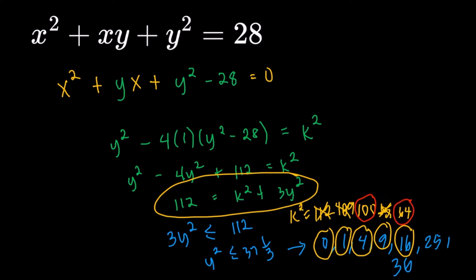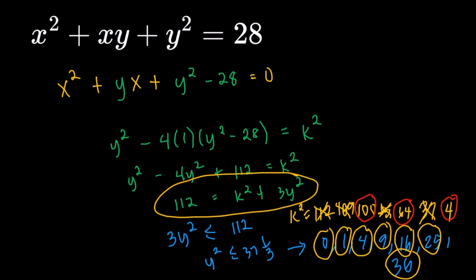All right, next let's try 25. If y squared was 25, then k squared over here would be 37. Now 37 is not a perfect square, so it's impossible here, so we disregard that. And if y squared here was equal to 36, k squared would be 4. And 4 is a perfect square, so we could consider that.